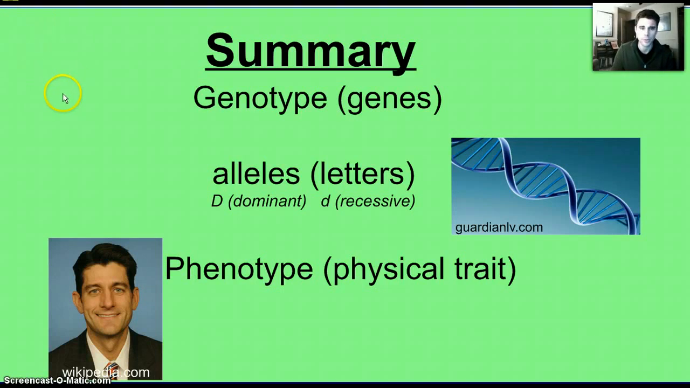Thanks for bearing with me. I know there's a lot of terms, but 3 words that I want you to definitely come away feeling more comfortable with is genotype, the genes, and those genes are represented with letters, and we call those capital or lowercase letters alleles. Capital means dominant, lowercase recessive, and then the phenotype means the physical trait.